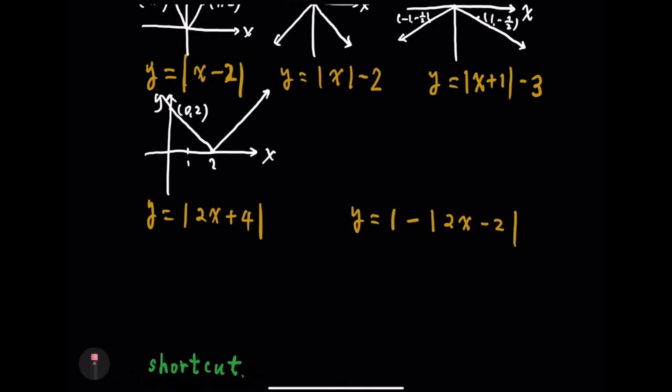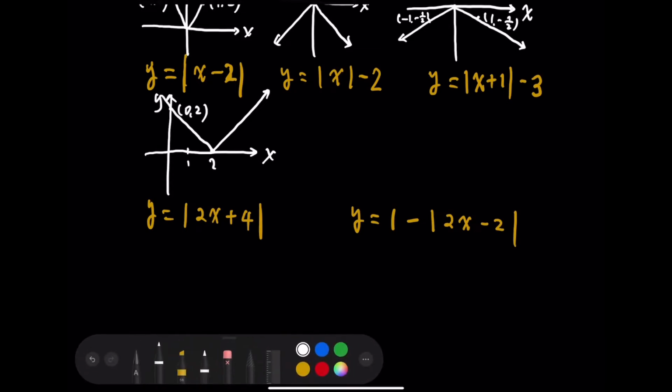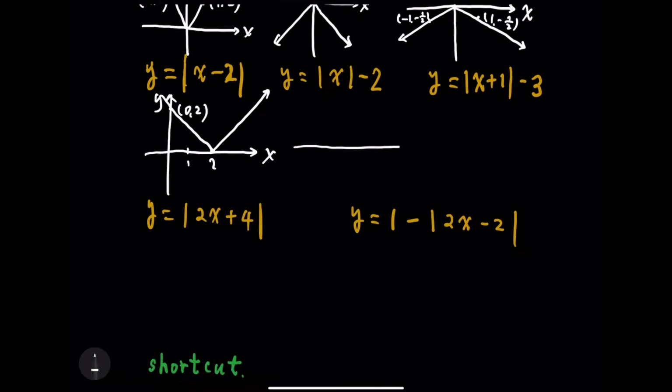Okay, and next one, we can have absolute value of x, then minus 2. So how does that go? Just move the whole curve entirely by 2 units down, to negative 2. So then we go to here.